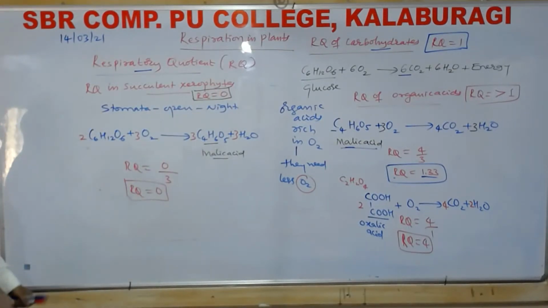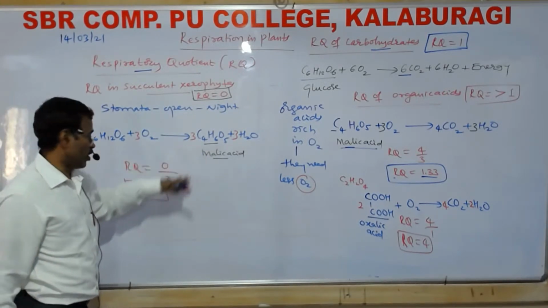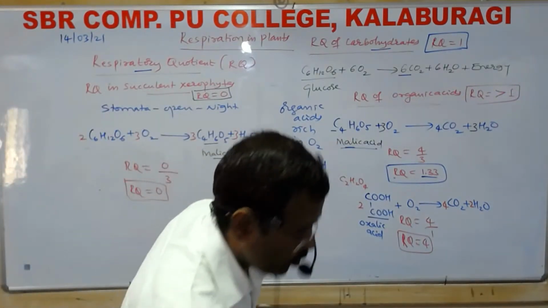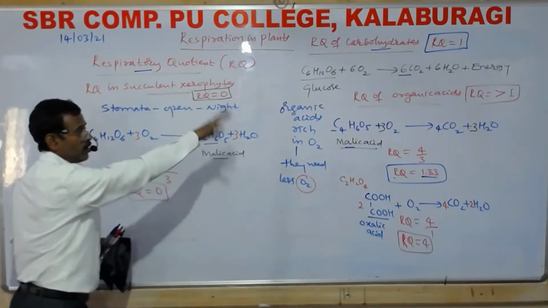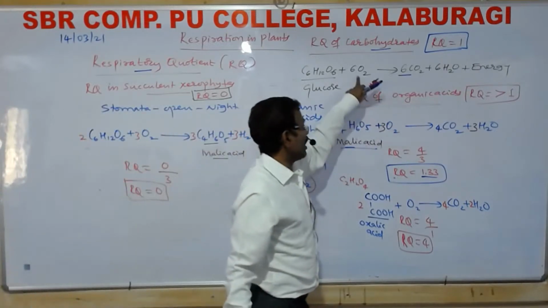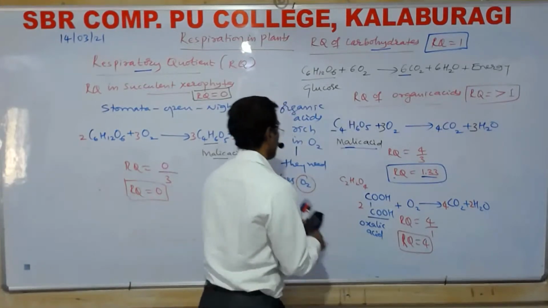Carbon dioxide is not released. Carbon dioxide is used for photosynthesis, so it is not released. There, organic acid is produced. No liberation of carbon dioxide, that's why the RQ value is 0. Remember. So these are all under which conditions? Aerobic conditions. These are all under aerobic conditions.